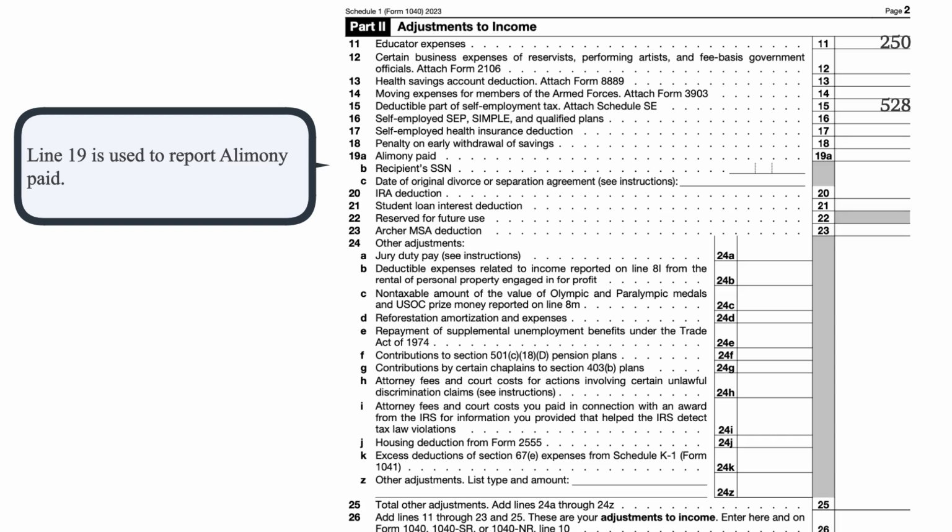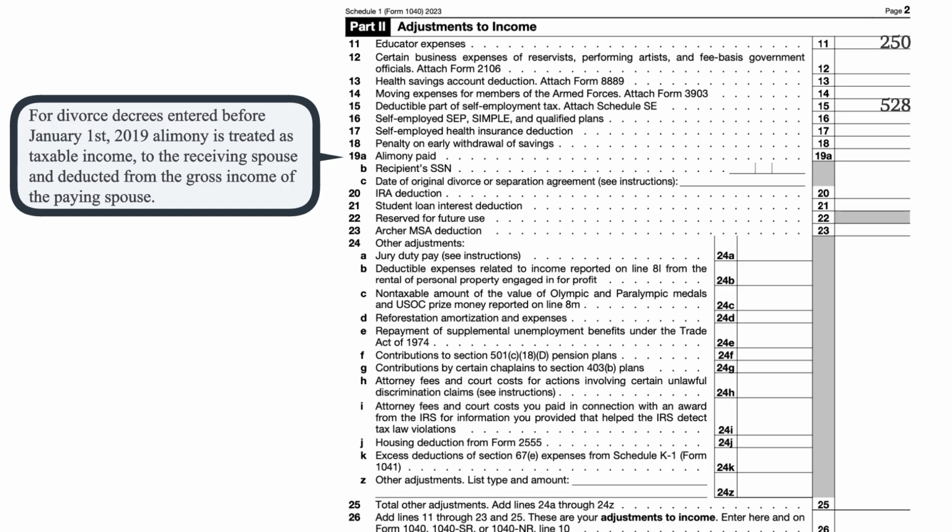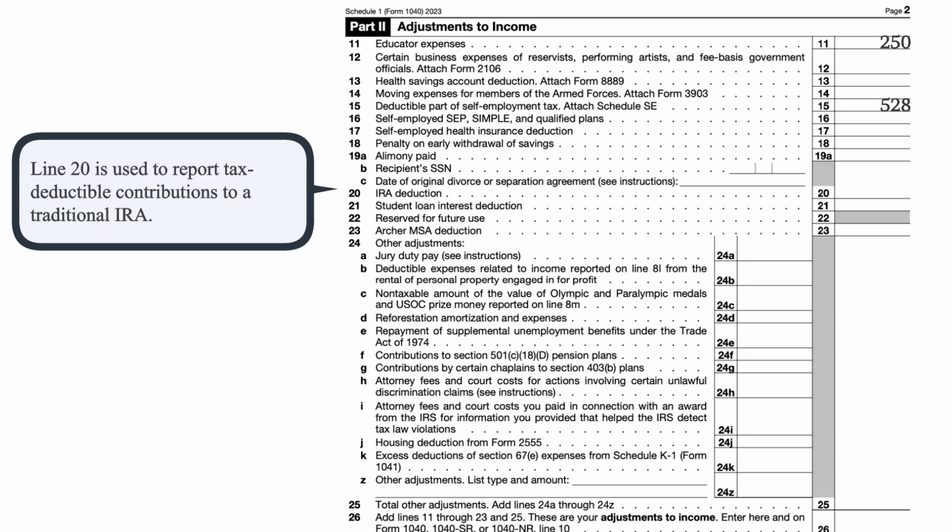Line 19 is used to report alimony paid. For divorce decrees entered into before January 1st, 2019, alimony is treated as taxable income to the receiving spouse and deducted from gross income of the paying spouse. Line 20 is used to report tax-deductible contributions to a traditional IRA. This is discussed in the IRA and other pension plans reading assignment.